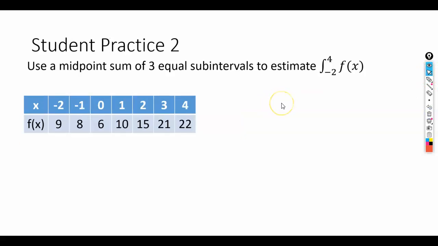All right, why don't you guys give student practice 2 a shot here. Pause the video. When you unpause it, you'll see the solution.